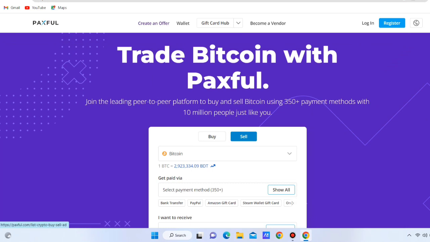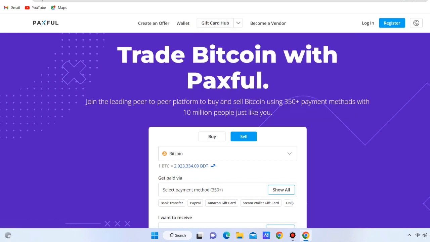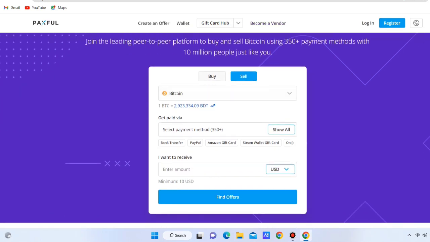Okay, now create an account. First of all, you create an account and wallet, also the gift card hub, and buy Bitcoin, buy with Tether and buy with USD Coin. Okay, now become a vendor. Now first of all, log in and register.